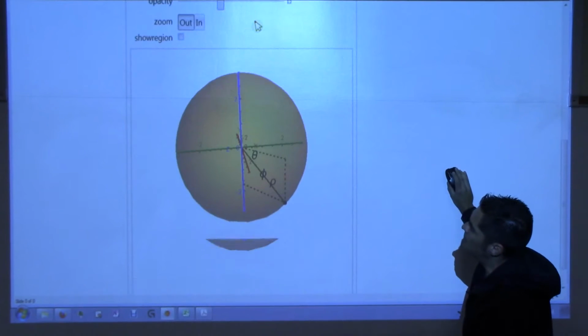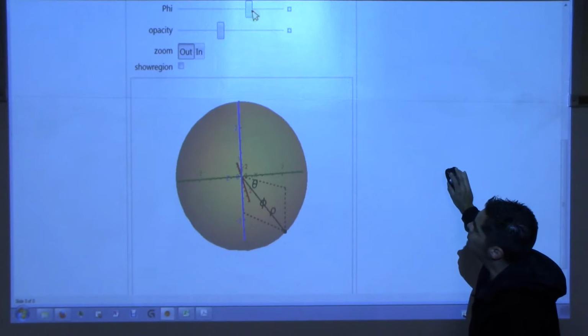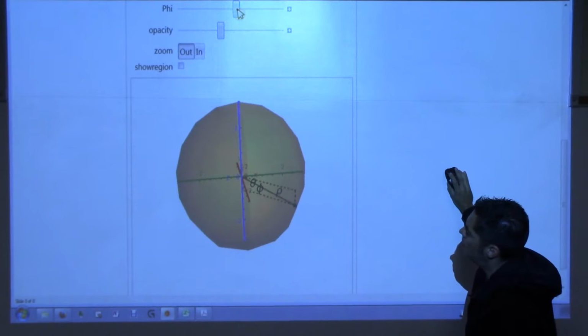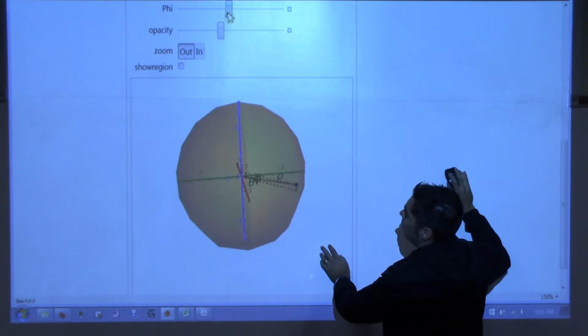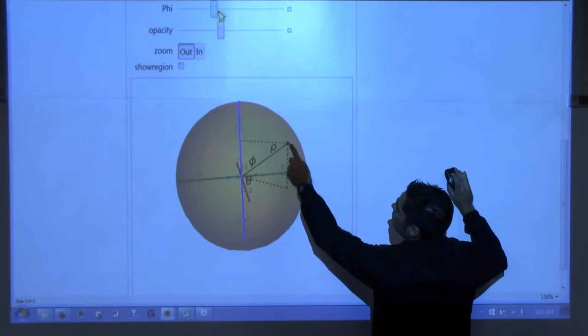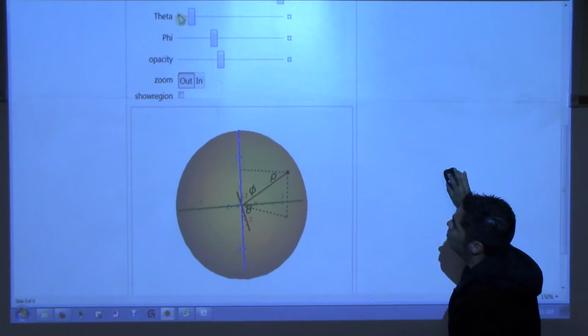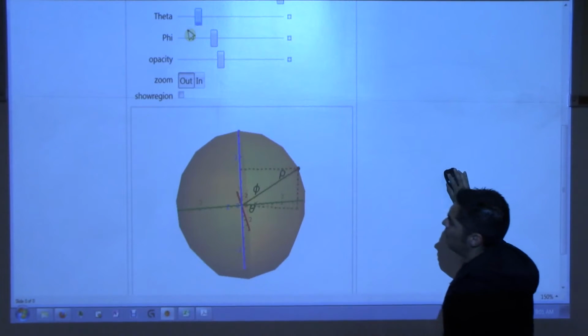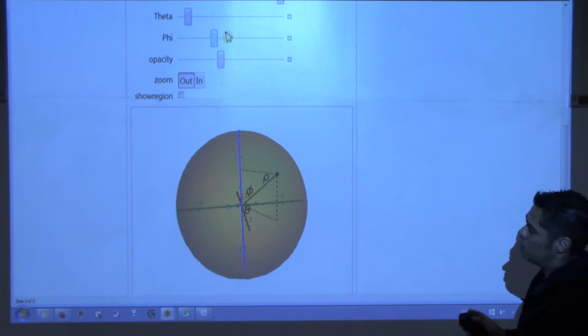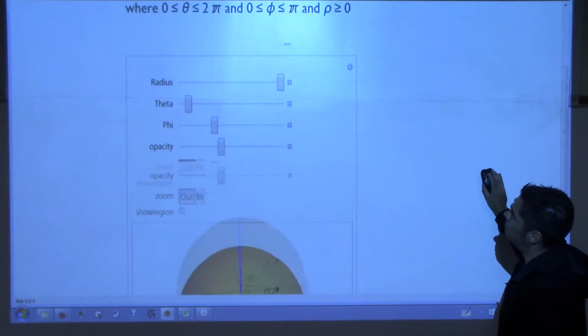So this might make a little more sense here. Notice if I change phi, I'm going to just move up to some point on the sphere, change phi, going to be up here some point on the sphere. And then if I change theta, it's going to swing me around the sphere. So all those points will create a sphere, which is why they call these spherical coordinates.